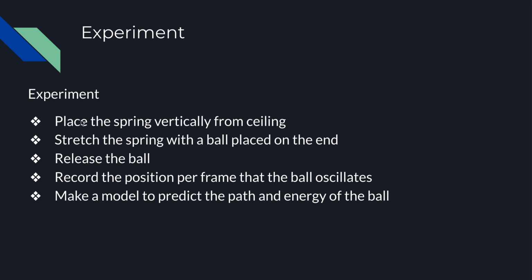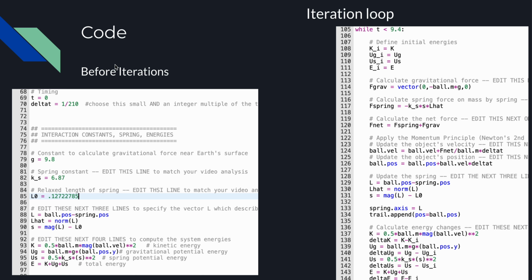In the experiment, you should place the spring vertically from the ceiling, and then stretch the spring with the ball placed on the end, and then release the ball. Record the position per frame as the ball oscillates, and then make a model to predict the path and the energy of the ball. So in the code, this is before the loop. We have the delta t given, G is given, and using the period of oscillation, we got the spring constant, and then the equilibrium position of just the spring is this, given by the force of the spring.